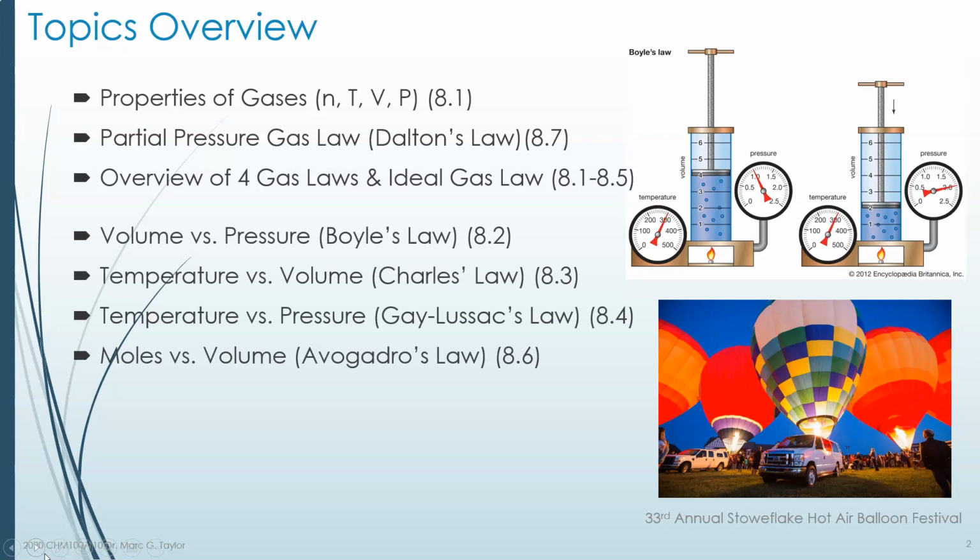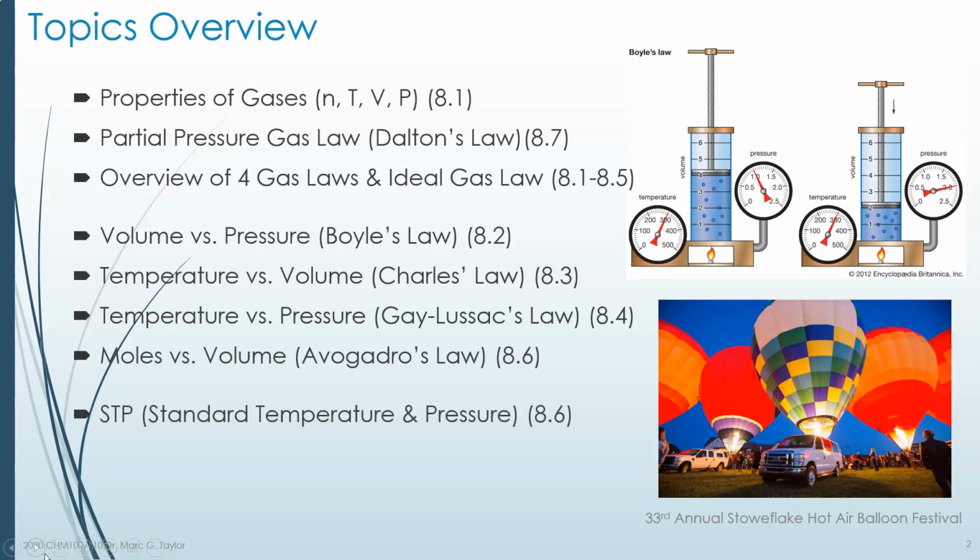The individual laws are volume versus pressure, and this is called Boyle's law. Temperature versus volume, this is Charles's law. Temperature versus pressure, this is Gay-Lussac's law, also known as Amontons's law. And moles of gas versus the volume of the gas, this is Avogadro's law, the same Avogadro who Avogadro's constant is named in honor of.